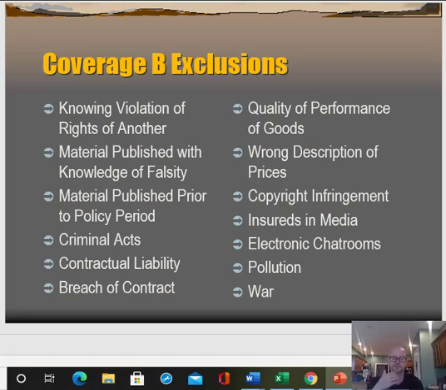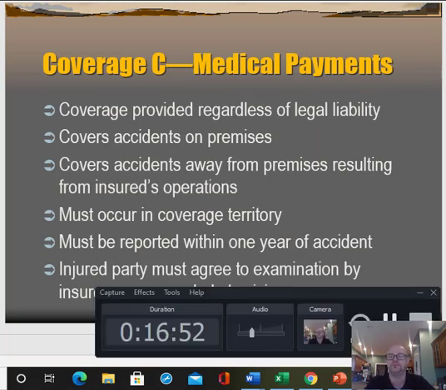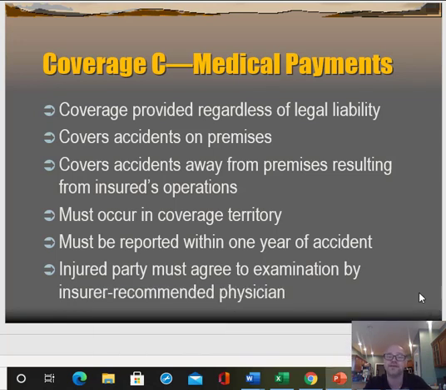So yeah, you've got the exclusions there for Coverage B, and they kind of fall into a couple different categories like we talked about, whether it's intentional, whether it's criminal, whether it's standard exclusions that we see elsewhere. Which brings us to Coverage C, medical payments. So here coverage is provided regardless of legal liability. And that's the key for Coverage C. So your limits are going to be a lot lower.